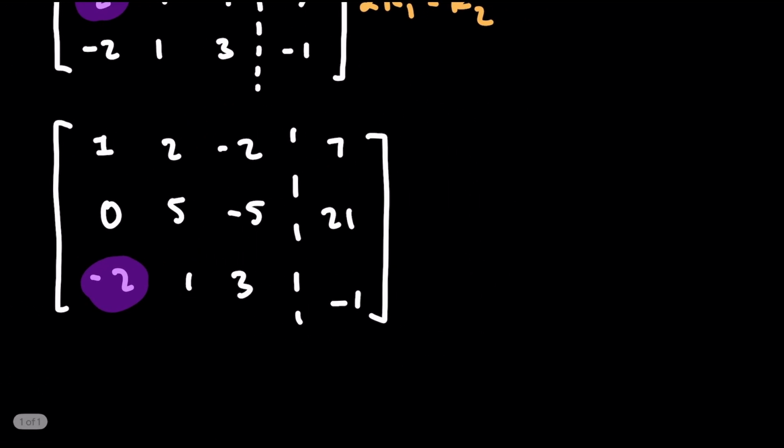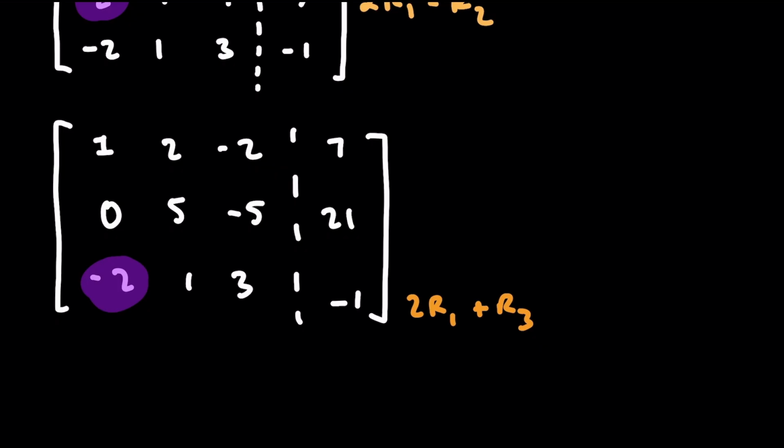So now let's have a look. If we were to find a way to make this value equal to 0 using this number here, one way I can think of doing that is 2 lots of row 1 plus row 3.